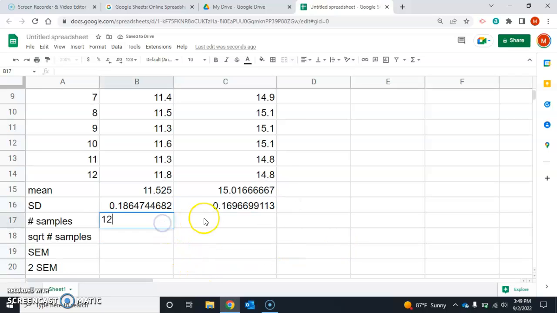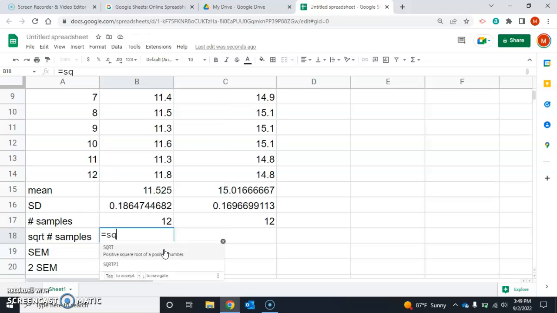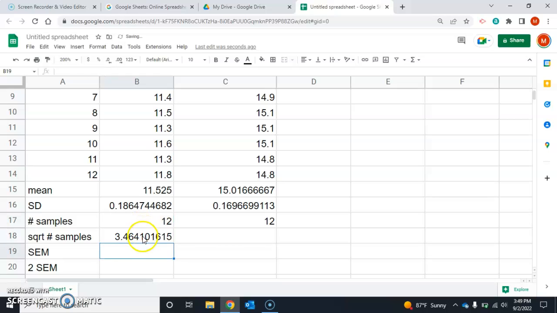Your number of samples for each population was 12. We had the 12 Oreos. We need to calculate the square root of the samples, so we'll type in equals SQRT, open parentheses, and then we'll click the cell that has the 12 in it, and we'll do that for both.